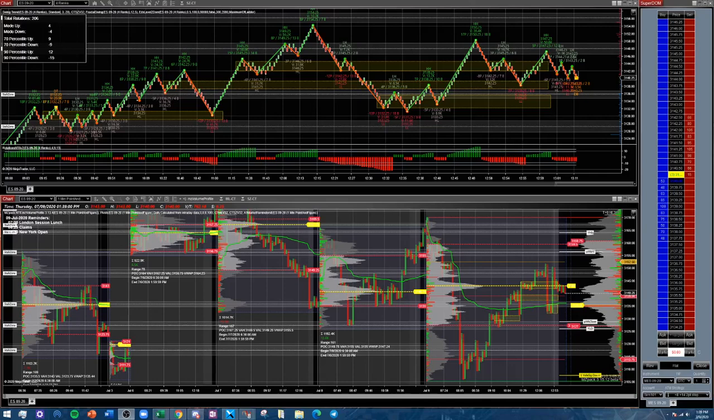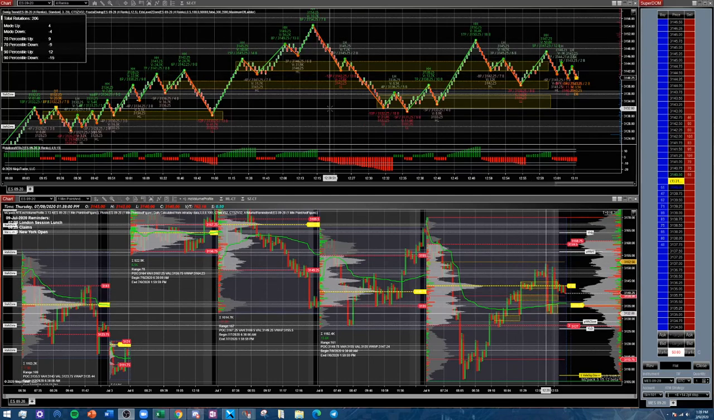Hey, what's up, guys? So I just wanted to share a little bit about the tools that I'm using at the moment, and then how it's benefiting me in my trading. So let's talk about this top chart.